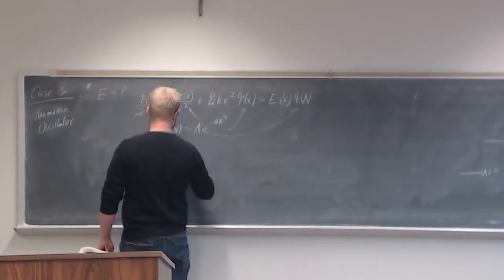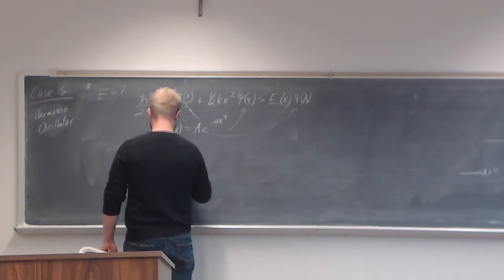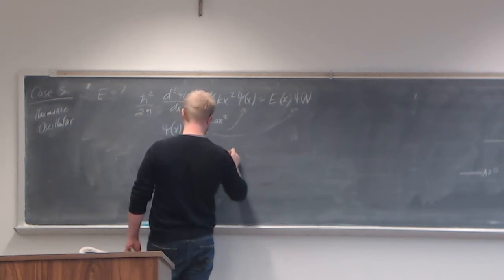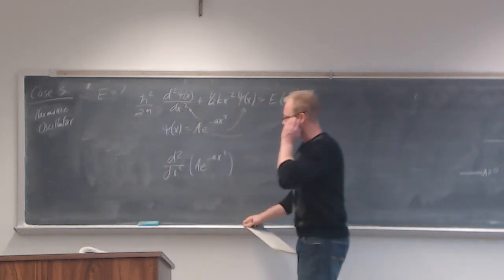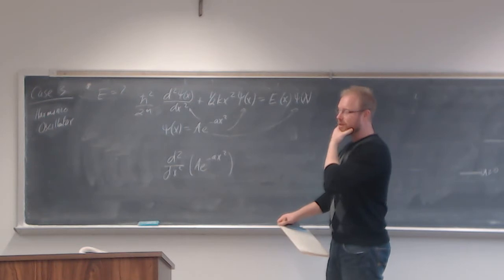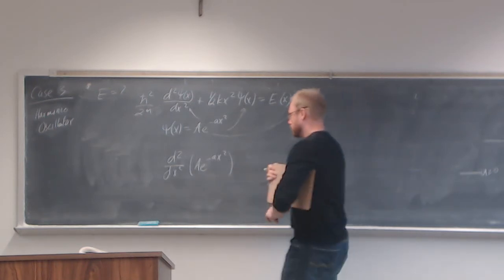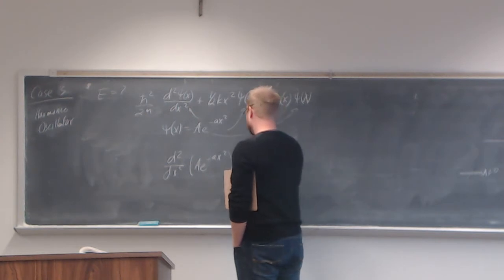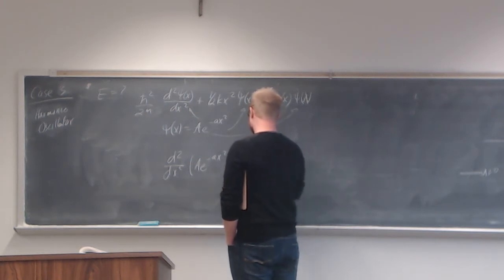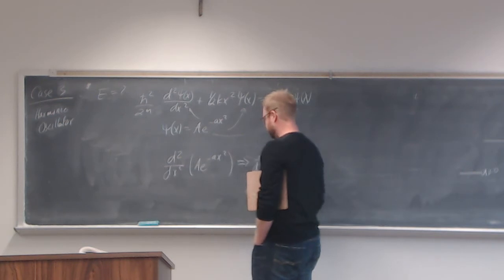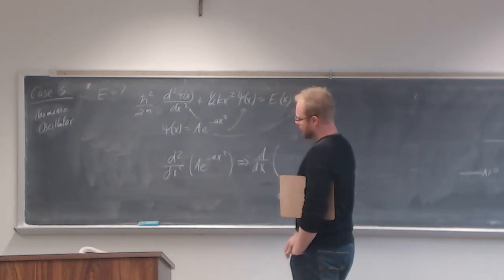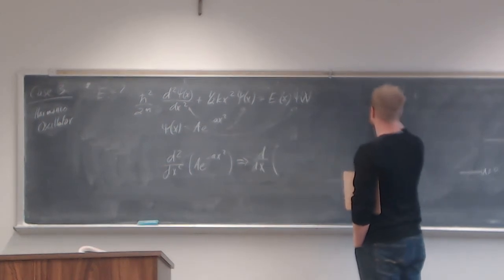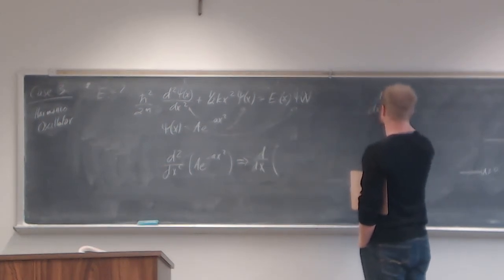Because I have d squared dx squared now of A e to the minus a x squared. Let's deal with that first and then we'll put it back in the equation, because otherwise it's just going to be long and messy. So I need the second derivative. This is going to equal the derivative of whatever the first derivative was. Now, does anybody remember what the derivative of e to the x is? It's the same thing multiplied by the derivative.